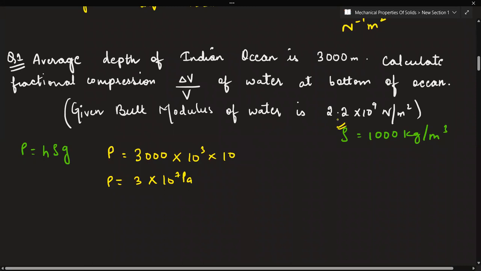Now see, bulk modulus is given to you and you have the pressure. Can you find out delta V by V? Just write the formula for bulk modulus. Leave delta V by V as it is. Try to find out the value using bulk modulus. P is given to you. B is 2.2 into 10 to the power 9. You have to find delta V by V.